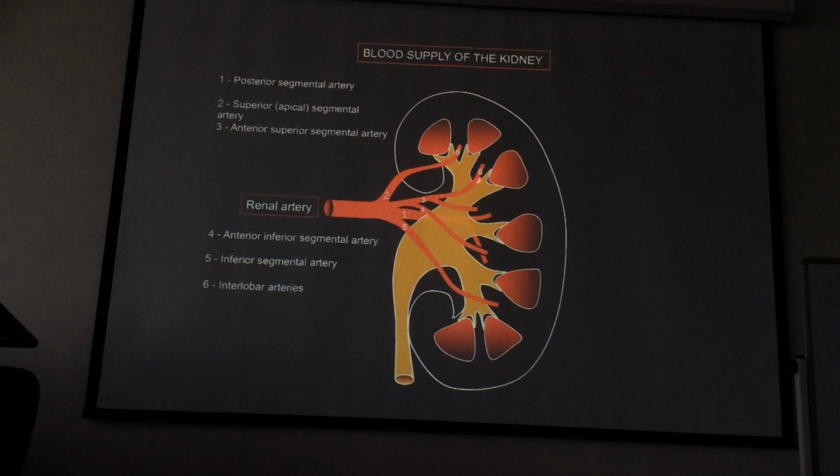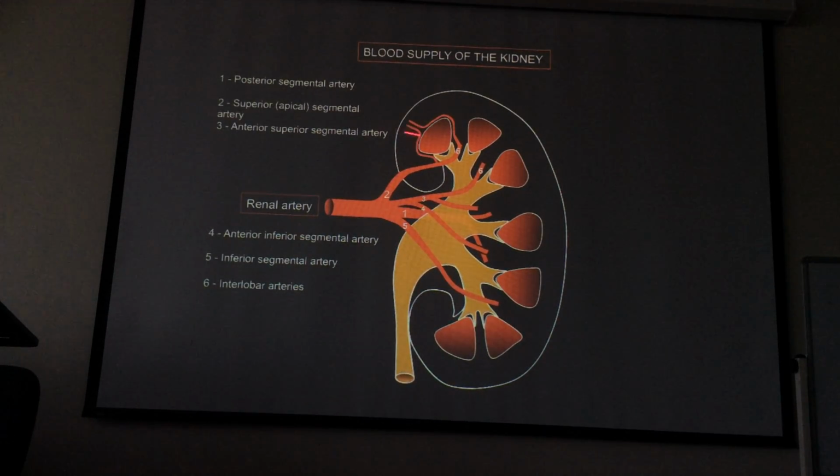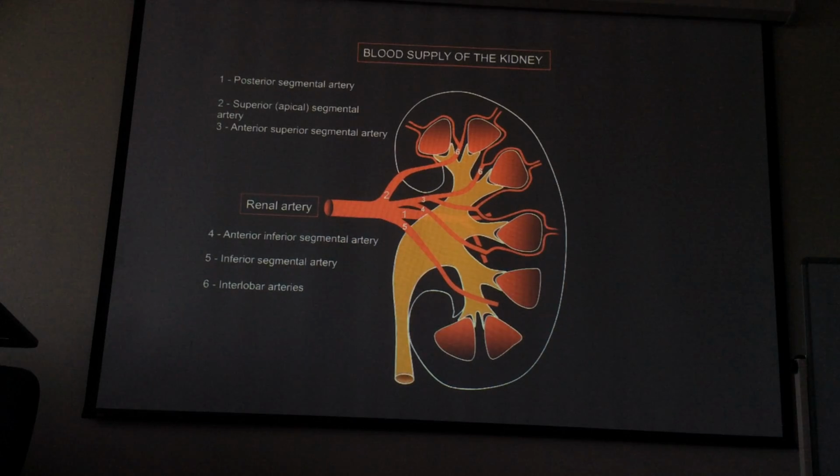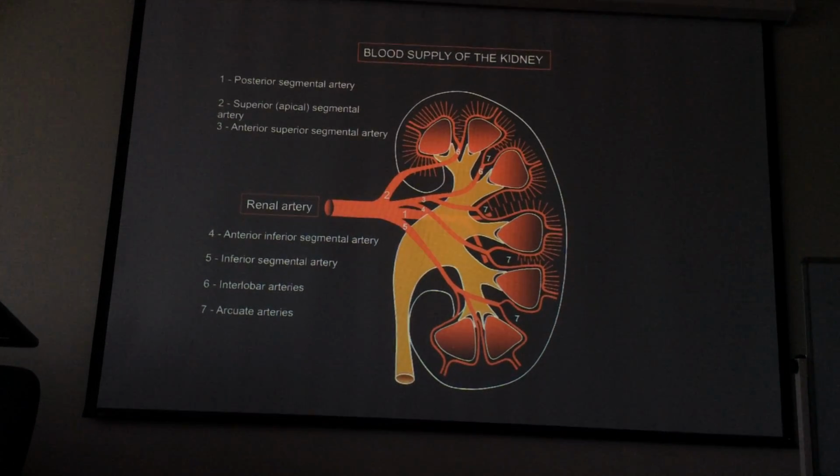So now, after that, these are the interlobar arteries. They are between the lobes. We know this much part is the lobe of the kidney. So between the lobes, interlobar arteries. And now they are surrounding, arcuate arteries. And arcuate will become radiates, cortical radiates. I have not shown it here because this is enough. Clear? So this is the pattern.